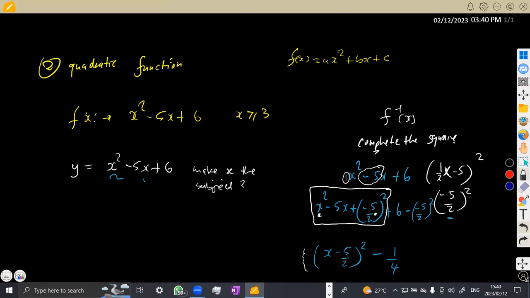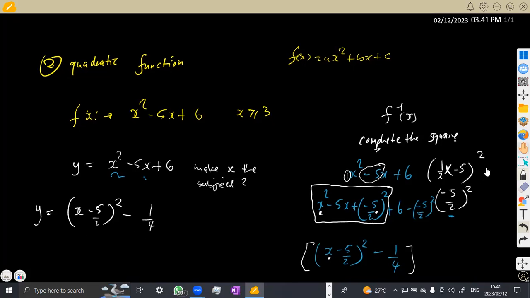All right, so this is the one that you're going to take, because we can make x the subject here, because you can see that x is no longer, it's just a single x here. So we can substitute now into x squared minus 5x plus 6, the whole of this expression, because it's the same answer. So we're going to have x minus 5 over 2 squared minus 1 over 4. All right, so let's try and make x the subject. This is the question now.